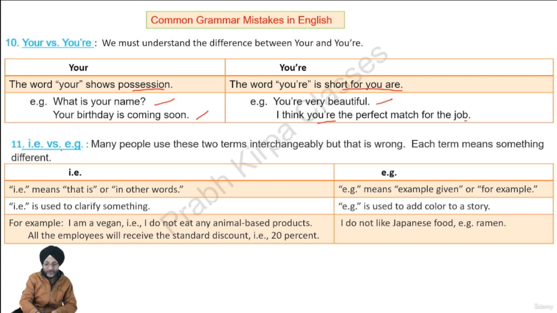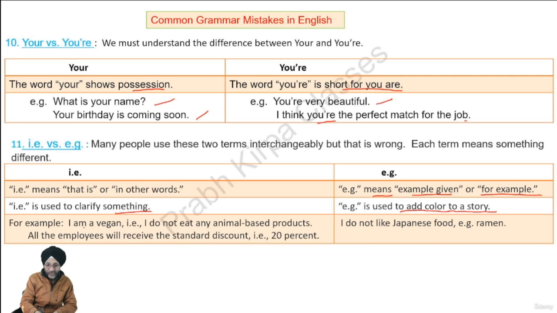Sometimes some people use "that is" and "for example" interchangeably. Both these terms are different. We should not mix the same. Each term means something different. I.e. means in other words, and that is used to clarify something. E.g. means example given or for example. E.g. is used to add color to a story.